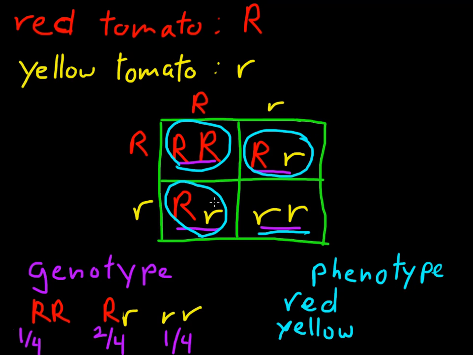Okay, so the red one will be 3 out of 4. The yellow one is simply 1 out of 4. Okay? So this is another basic Punnett square situation.